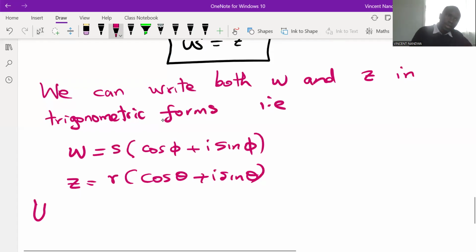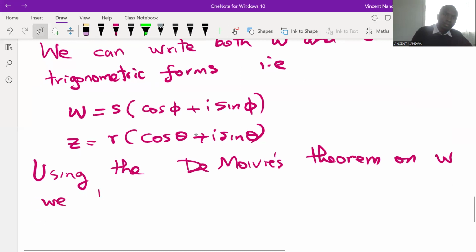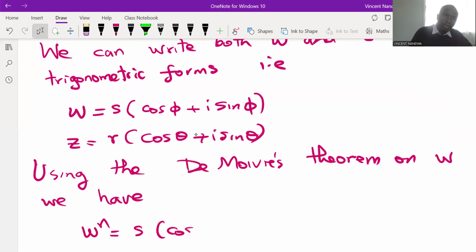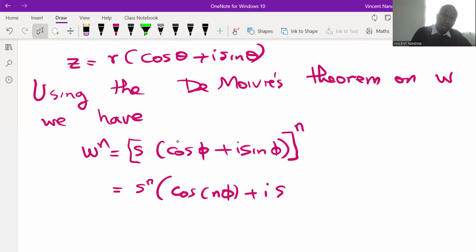So using De Moivre's theorem on w, because remember w is raised to the power n, we have w to the power n will be s into cos phi plus i sine phi, all raised to the power n, which will give us s to the power n, and then cos n phi plus i sine n phi.